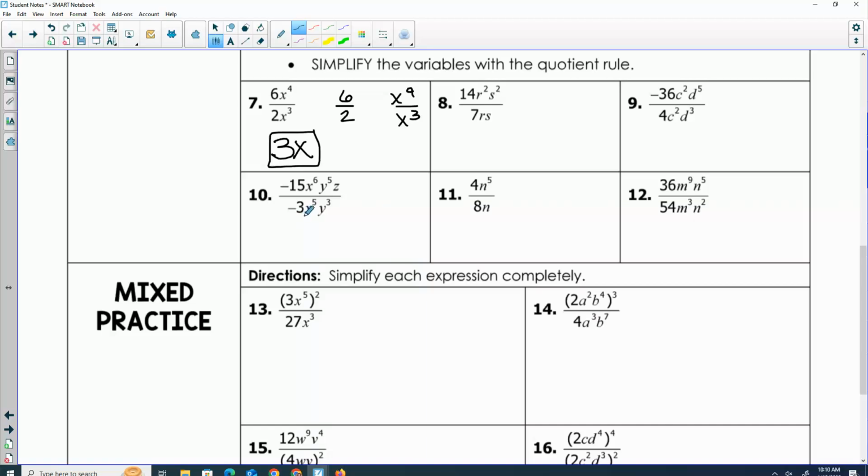If I do number 10, negative 15 divided by negative 3. With my x's, I have 6 on top and 5 on the bottom. 1 remains. Y, 5 on top, 3 on the bottom. 2. And I have a z on top and none on the bottom. If there's none on the bottom, you just keep it. So it's just 5x y squared z. I want you guys to try a few. So do these 4 problems here.